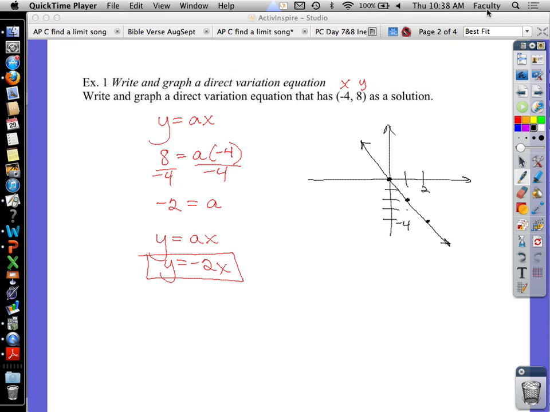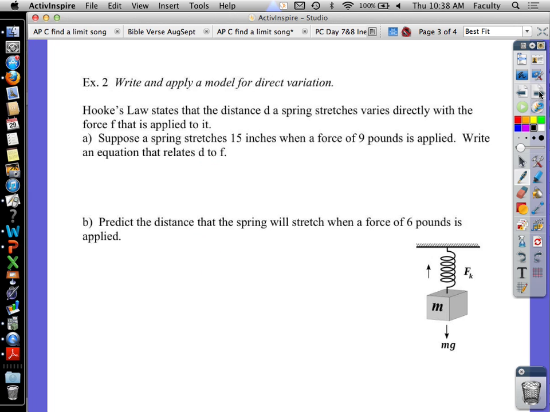Okay, there we go. All right, so real quickly with example 1, you plug in x and y, solve for a, and then all variation equations go through the origin. Okay? All right, in example 2, it says Hooke's law states that the distance d a spring stretches varies directly with the force F that is applied to it.